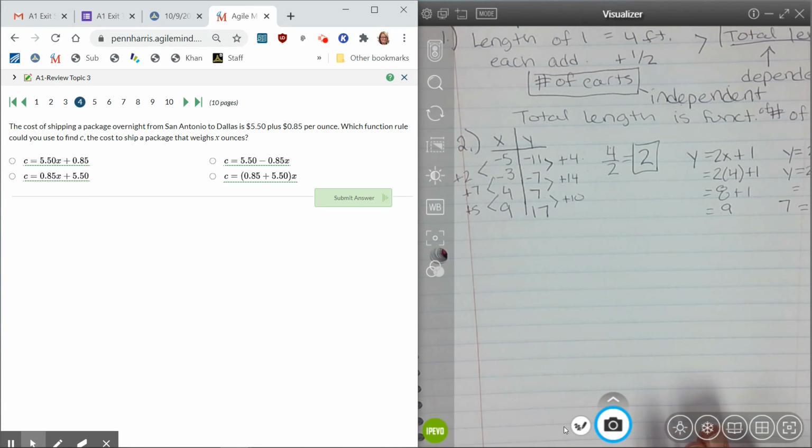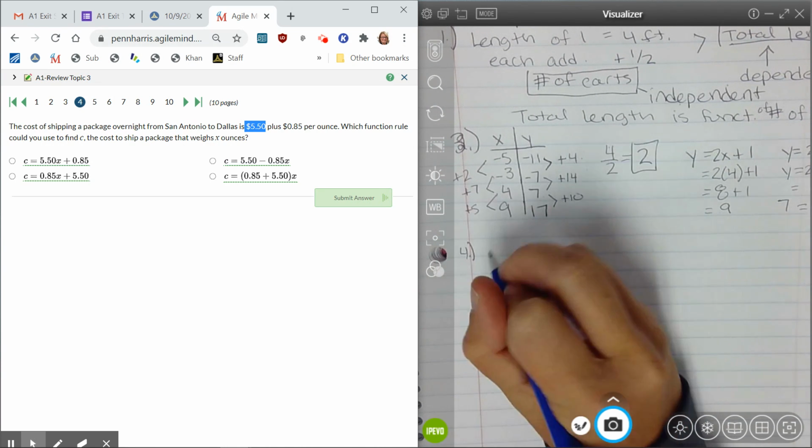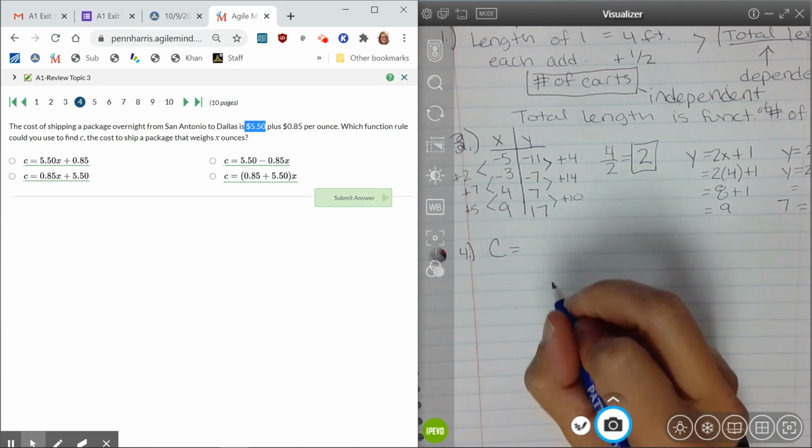So question 4: the cost of shipping a package overnight from San Antonio to Dallas is $5.50 plus 85 cents per ounce. Which function rule could we use to find C, the cost to ship the package? So C stands for our total cost. Well, right here, guys, they tell us it's going to cost us $5.50. Oh, that was question 3. This is question 4.